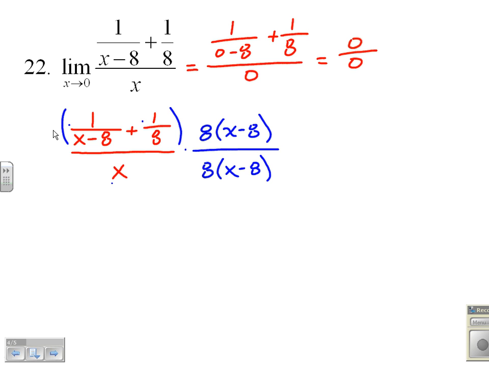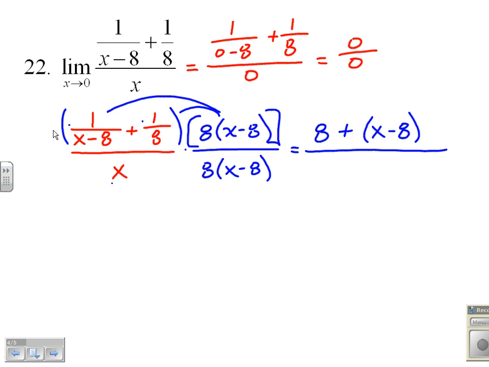So my numerator, when I distribute this whole package, think of this as a whole package, to the first term, the x minus 8's cancel, and I just get 8 times 1. Then I have a plus. When I distribute to the second, the 8's cancel, and I get 1 times x minus 8.